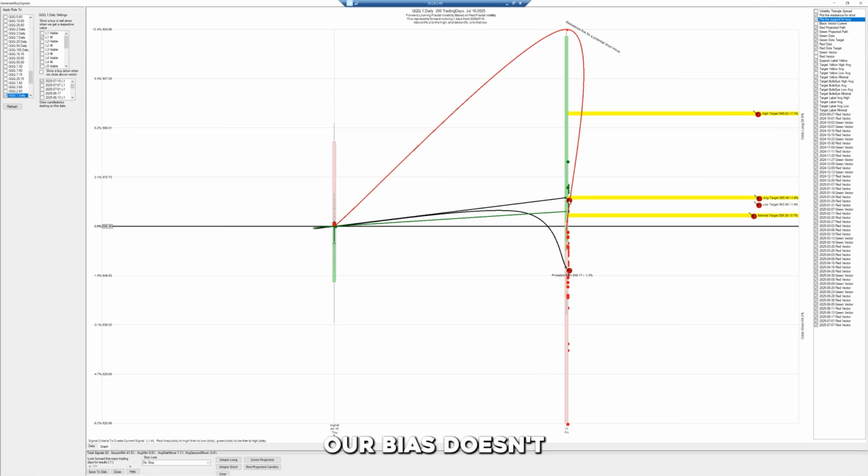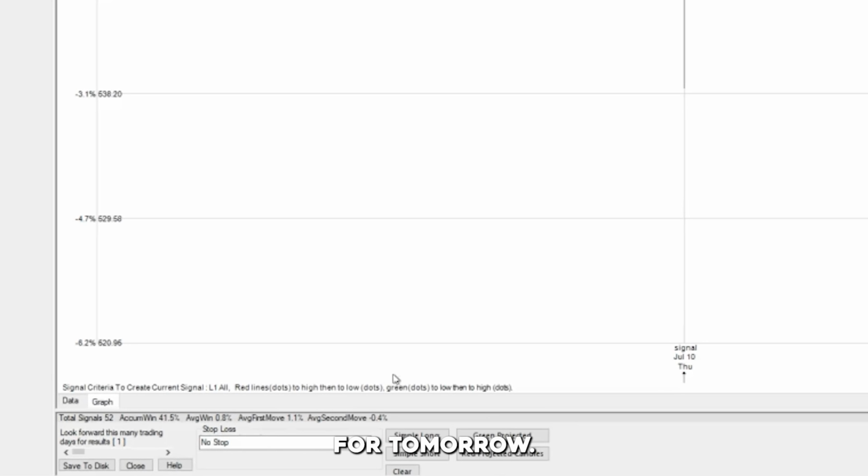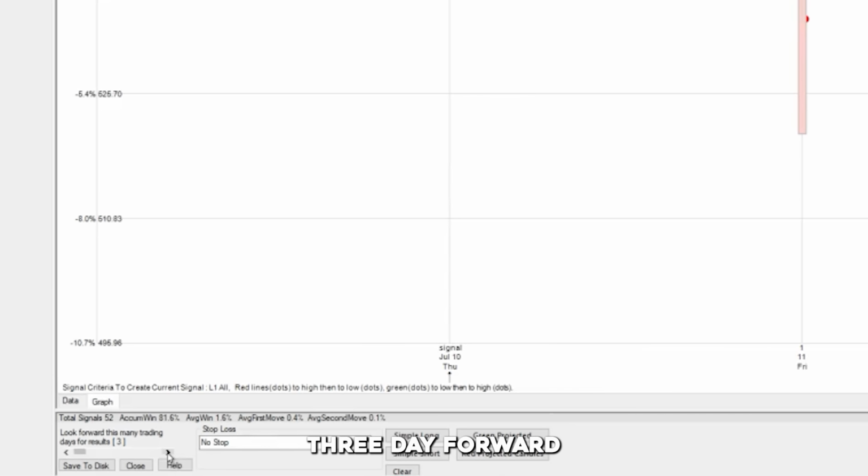So let's say tomorrow our bias doesn't work out. What are the targets for the upside? It's giving you that. The minimal target is 559.26, then the low target 563.08, and 565.48. Then the max target is 595.02. Okay, got it. So this is just for tomorrow. Now I can actually increase the number of days. For example, 3 day forward looking.